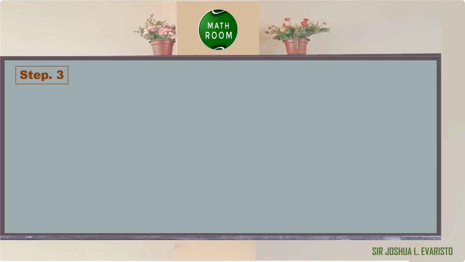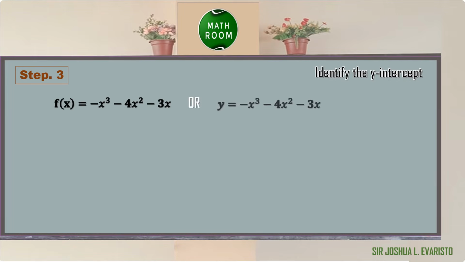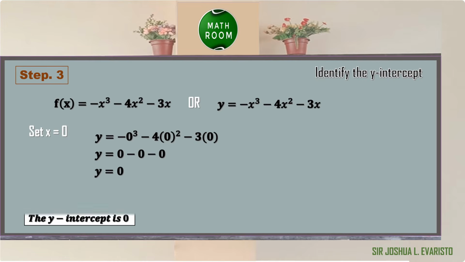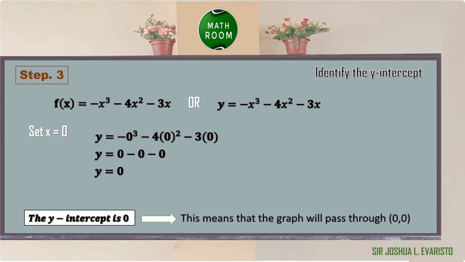Step number 3. After identifying the values of the x-intercepts, it's now our turn to find the value of the y-intercept. To do that, we're going to set x equal to 0. So we have y = -0^3 - 4(0)^2 - 3(0). Then we're going to simplify. So we have 0 - 0 - 0, or y = 0. The y-intercept is 0, which means that the graph will pass through point (0, 0).